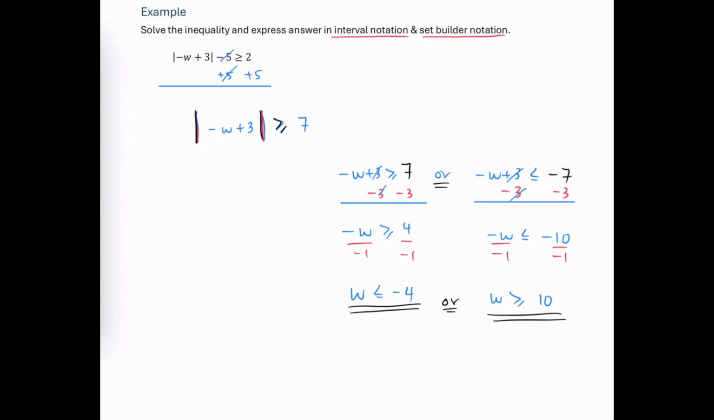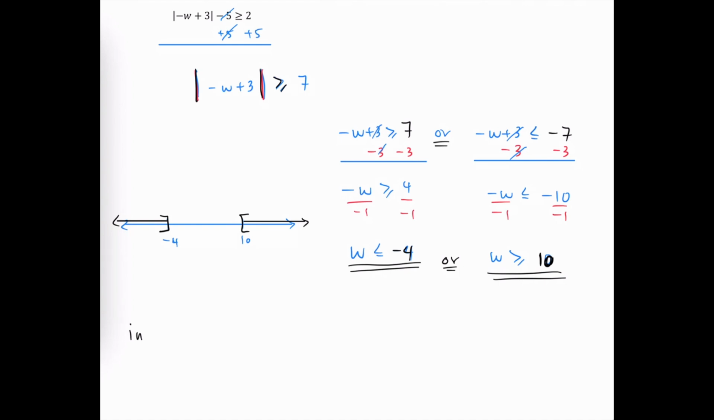Now we need to write the solution in interval notation and set builder notation. In order to do that, I prefer to graph the solution set on a number line. It helps me to get clear on what that interval notation is going to look like. Our points of interest now are the negative 4 and the positive 10 that are the boundary points essentially for our solution set. So the values of w that solve this inequality are going to be either less than or equal to the negative 4, which is down here, or greater than or equal to the positive 10, which is up here.